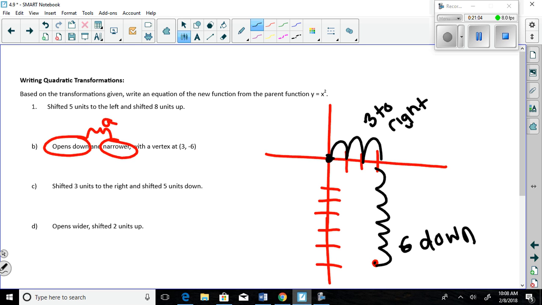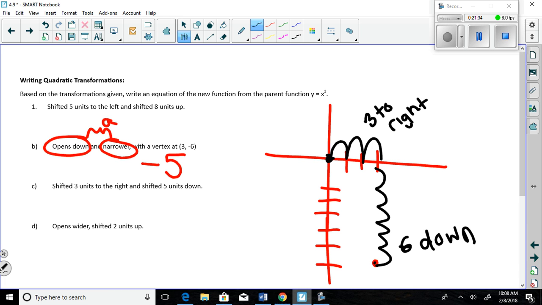So it opens down. What sign am I going to have if it opens down? Negative, right? And narrower. Is that a whole number or a fraction? Whole number, right? So you can pick any whole number. This is how it's going to look on your quiz. So if you want to use 1,000, use 1,000. If you want to use like 5, go for it. So all that I'm looking for is that it's a whole number and that it's negative. So it doesn't matter what number we choose, as long as it's a whole number.